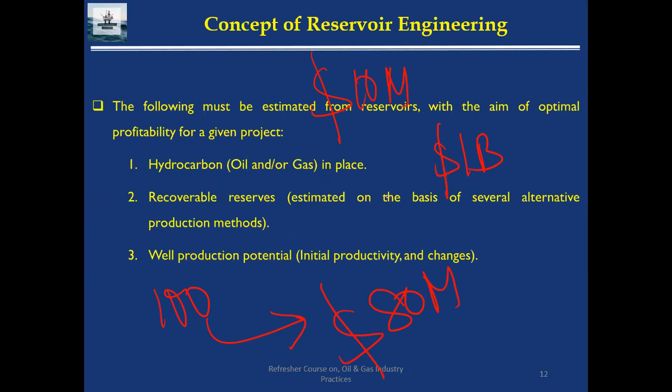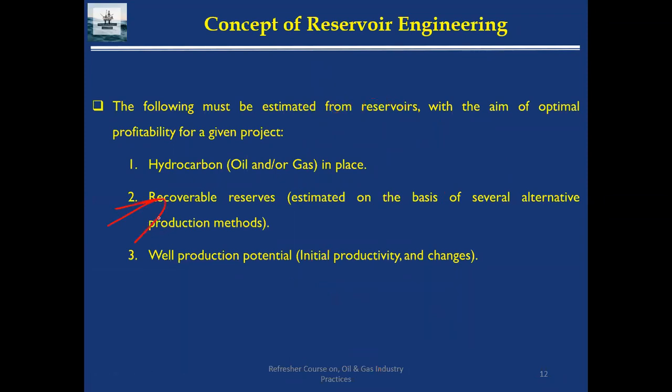In a similar way, from the given oil initially in place, we see what the recoverable reserves are. And once you get an idea of that, we come down to the specifics: what would be the individual well production potential? That means each and every well that shall be drilled, or that is already there, what is its production potential?